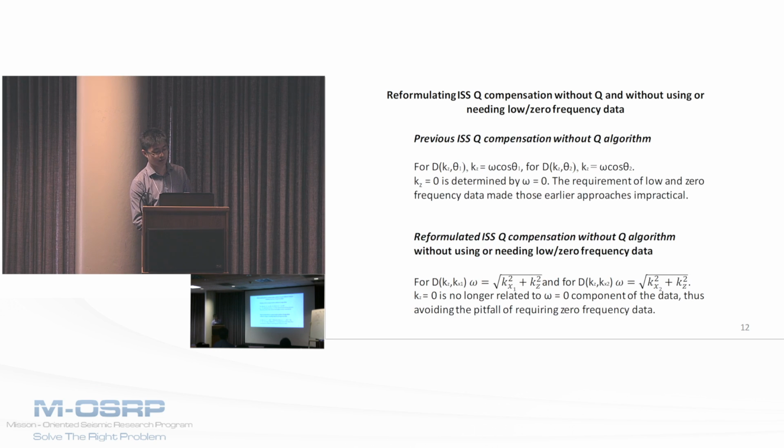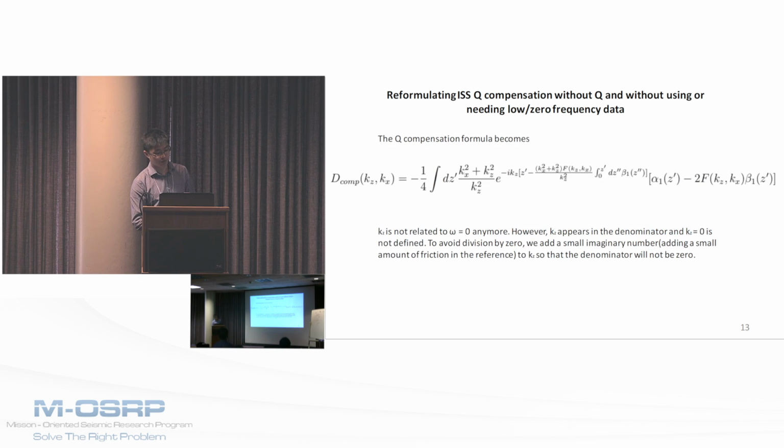So here, for comparison, is the previous Q compensation without Q algorithm. The kz equals 0 component is determined by the frequency equals 0 component of the data. And after reformulating the previous algorithm, now kz is no longer related to the zero frequency data. And here is the reformulated equation to calculate the compensated data.